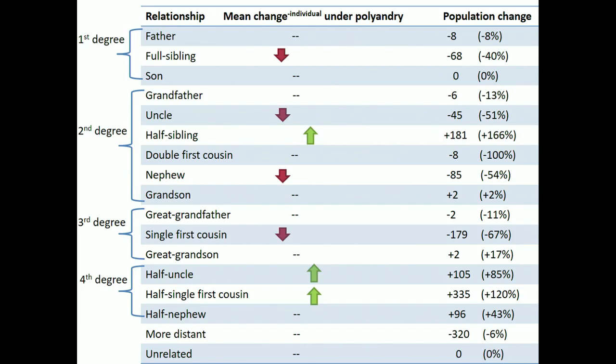And when we scale it up to the population, we see more or less the same thing. And so what's really going on here is the lion's share of matings are shifting from second and third degree relatives down to fourth degree relatives. So again, these half uncles, half single first cousins, that is a consequence of that change in sibships.